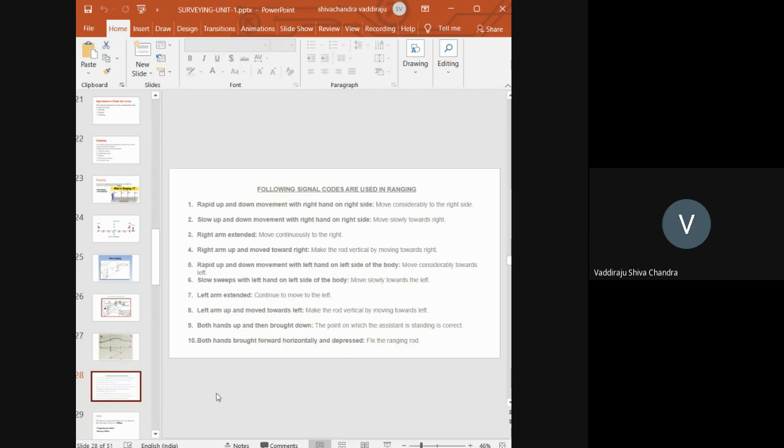When both hands are turned up and brought down, that is called the accurate position, where you are telling the assistant that where he is standing, where his ranging rod is kept, is the accurate position. And when both hands are brought forward horizontally and depressed, you are giving an instruction to fix the rod at that position. So these two you need to clearly remember. The remaining are all only handling of the left hand and right hand with speed variations.